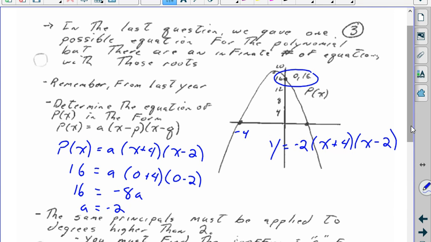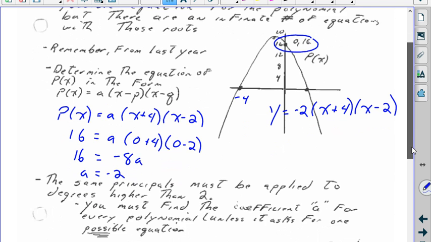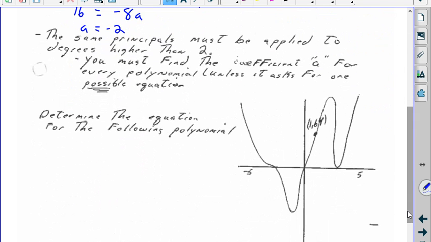This is something that you did last year. Because there are an infinite number of graphs, or quadratics, that have zeros at -4 and 2. This is the graph that has zeros at -4 and 2 and passes through the point 0, 16. There are no other graphs that do that for quadratics. So you always have to remember that there is an infinite number, and then we have what we want to find.